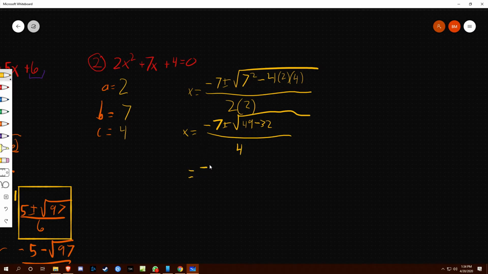Keep going, keep simplifying. Boom, there you go. And again, that will be my final answer. That's the best I can do. Assuming I didn't make a mistake, which I might have, who knows.